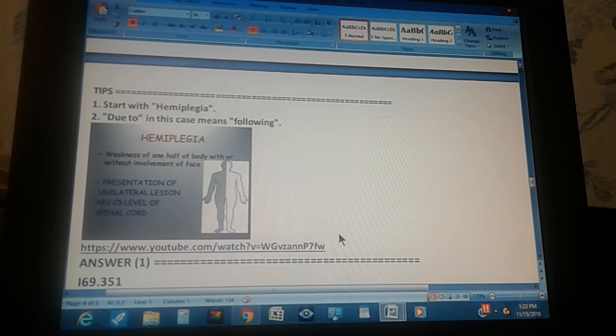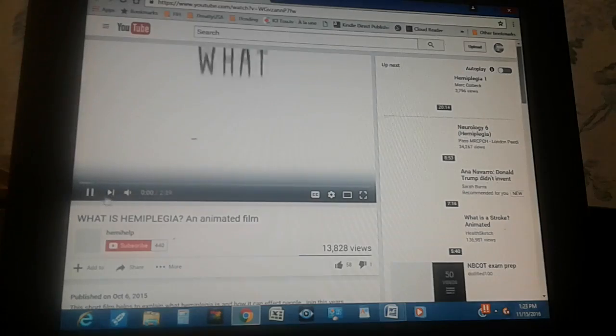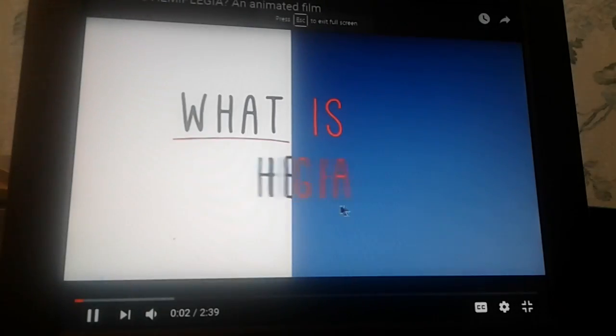First tip. Start with hemiplegia. Second tip. Due to, in this case, means following. Due to means following an event, right? So following another diagnosis. And there's a little more reading there about the hemiplegia, and we're going to show you a little video of what hemiplegia is. What's hemiplegia?